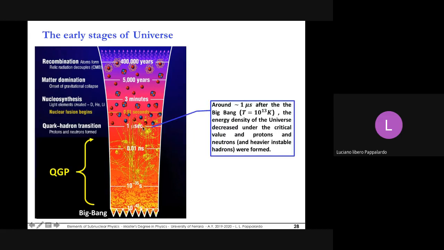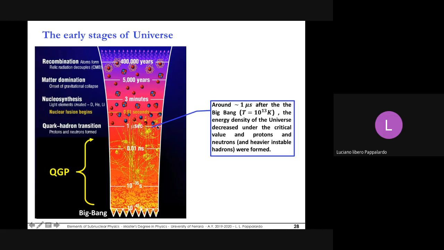Then at around 1 microsecond from the Big Bang, when the temperature of the universe was already 10 to the 13 Kelvin, the energy density of the universe decreased. Of course, the universe is expanding and cooling in the meanwhile. So the energy density of the universe decreased under the critical value. So we had the opposite phase transition, where now quarks and gluons hadronize. So they organize inside hadrons, and the first protons and neutrons were created in this age of the universe.